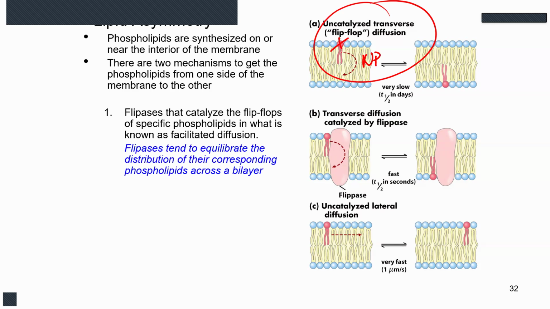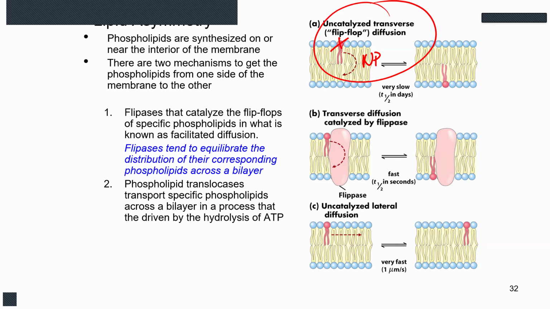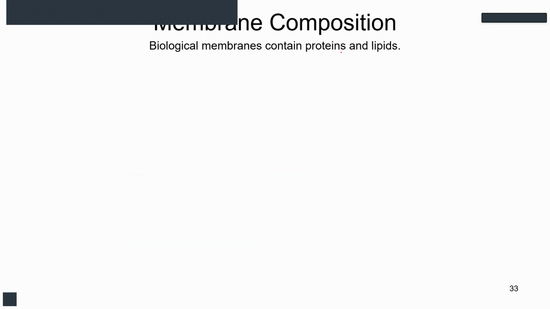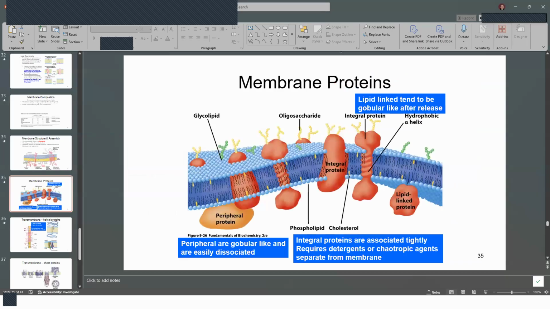Flipases tend to equilibrate the distribution of the corresponding phospholipids across a bilayer. Phospholipid translocases transport specific phospholipids across the membrane in a process that is driven by the hydrolysis of ATP. Translocases can establish a non-equilibrium distribution of the phospholipid. Your membrane composition. Now, we don't have too many more slides left, but this is going to kind of be on the downhill movement.